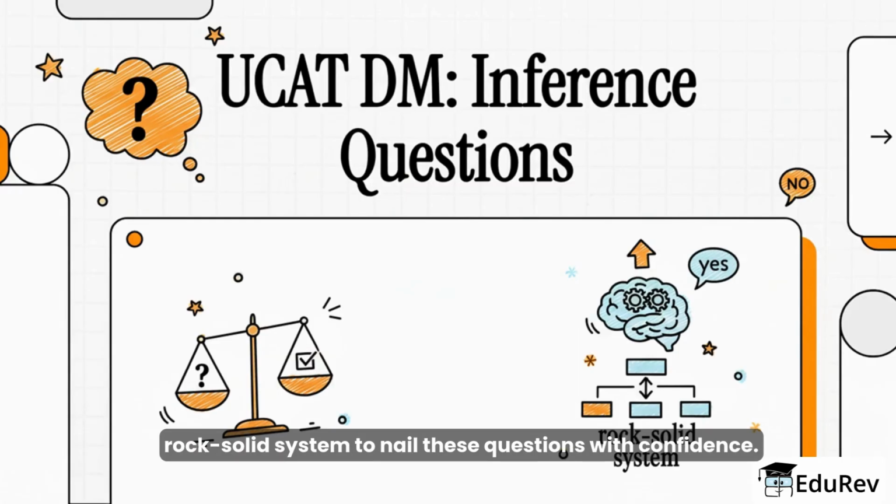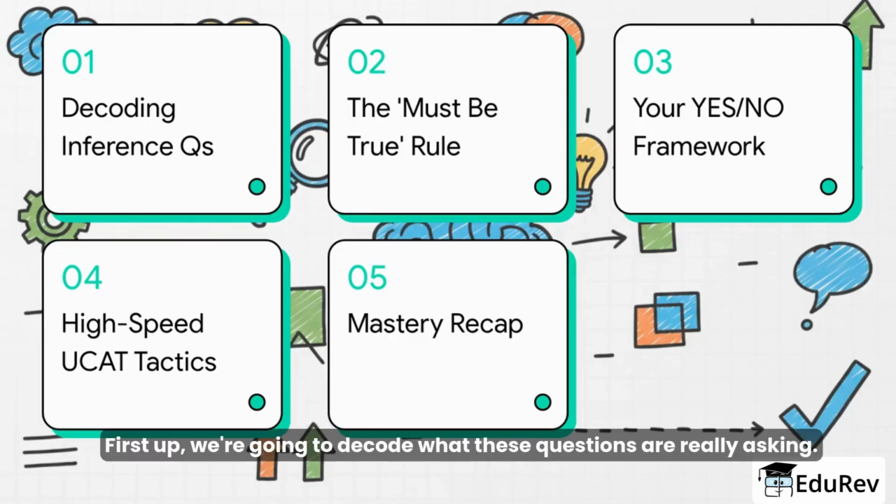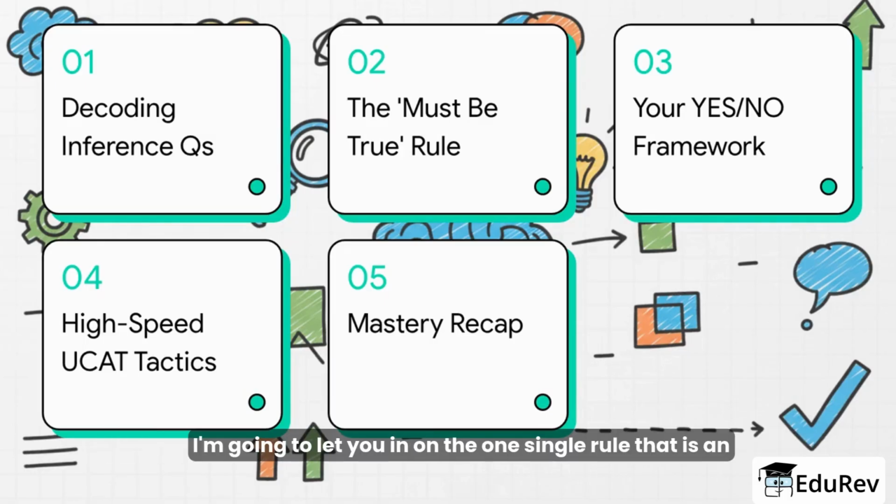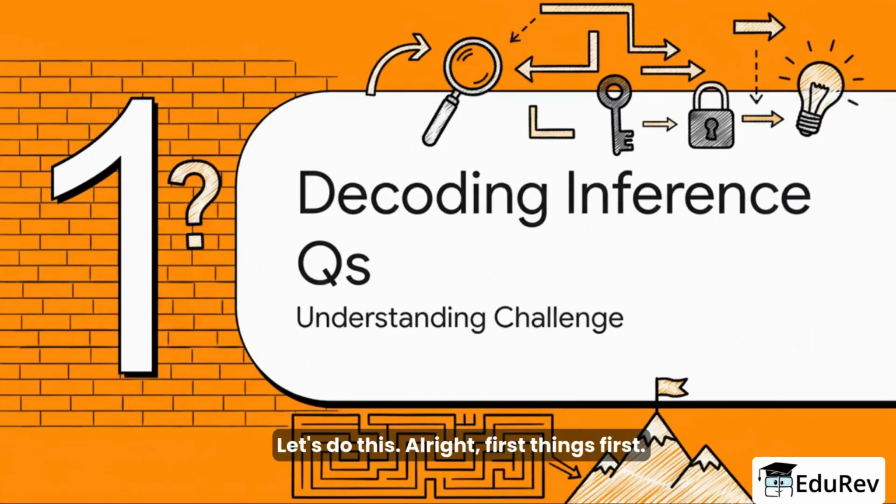with confidence. So, here's the game plan. First up, we're going to decode what these questions are really asking. Then, I'm going to let you in on the one single rule that is an absolute game changer for this section. From there, we'll build a super practical yes-no framework, shift gears into high-speed tactics, and then we'll do a quick recap to make sure it all sticks. Let's do this.